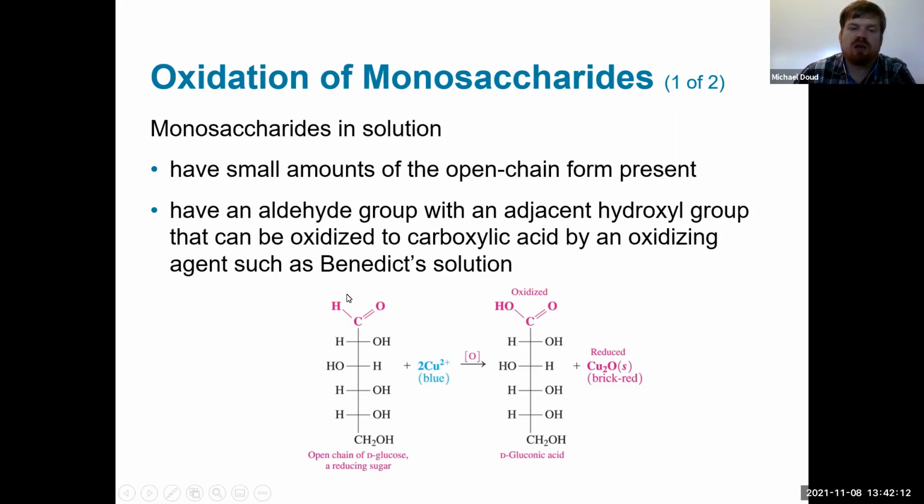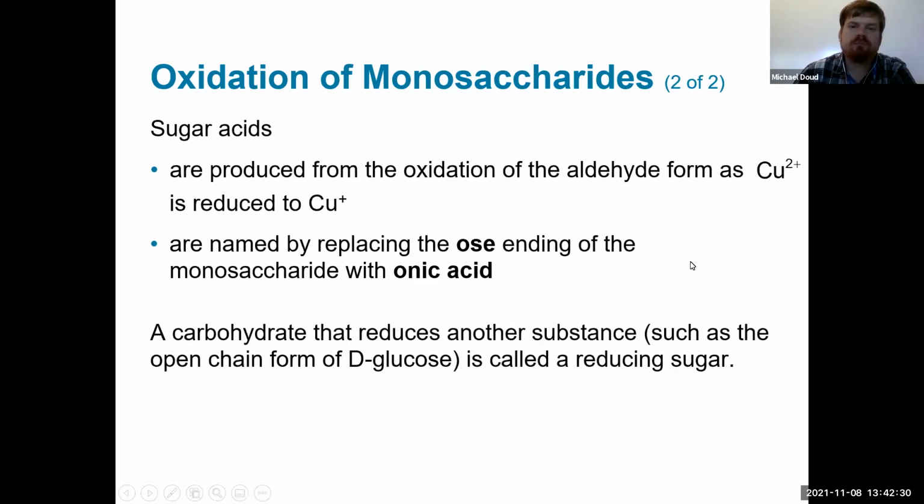So if you were to mix the D-glucose here with the copper sulfate solution, copper 2 sulfate solution, you would end up with copper 1 oxide. And rather than glucose, you would have what's called gluconic acid. In other words, the aldehyde would be oxidized to a carboxylic acid. So you can make these sugar acids from the oxidation of an aldehyde form.